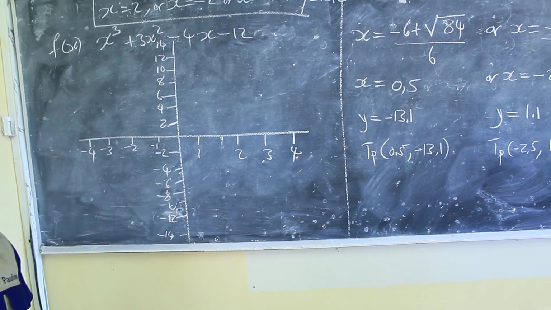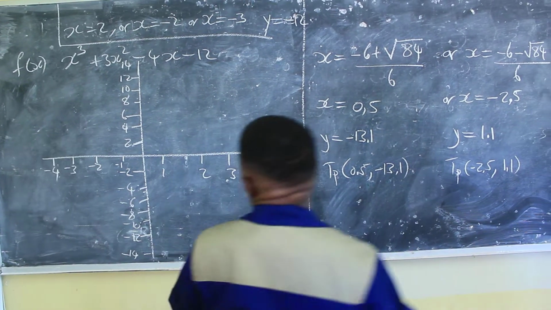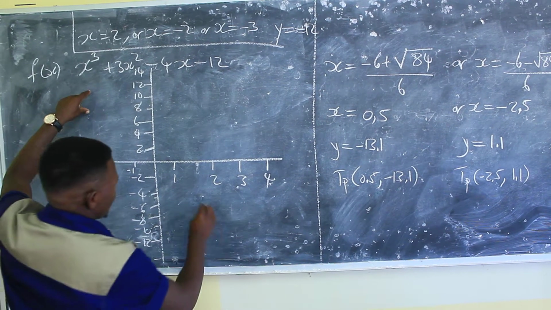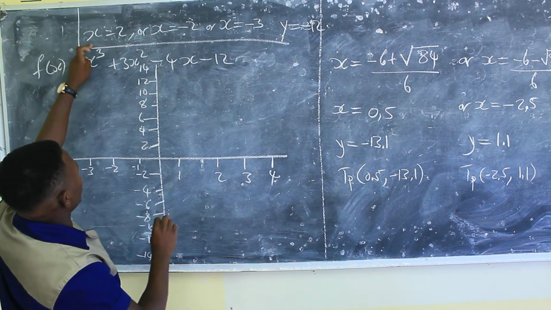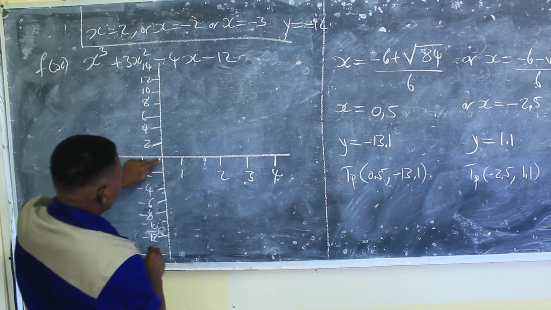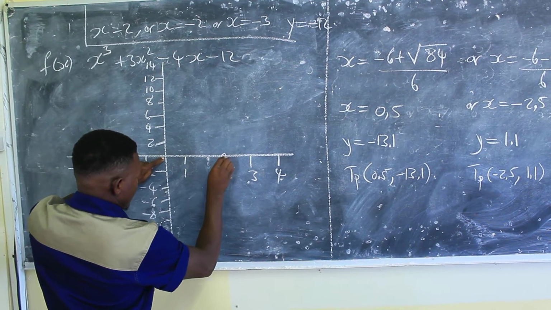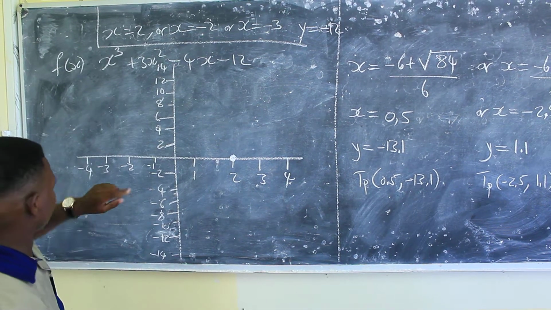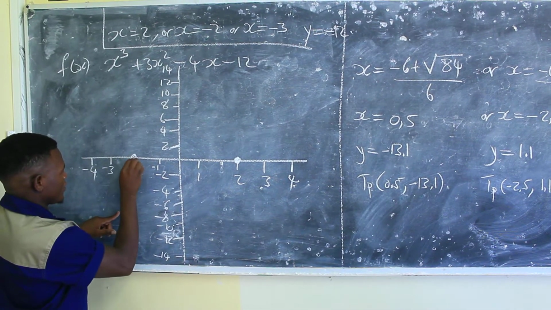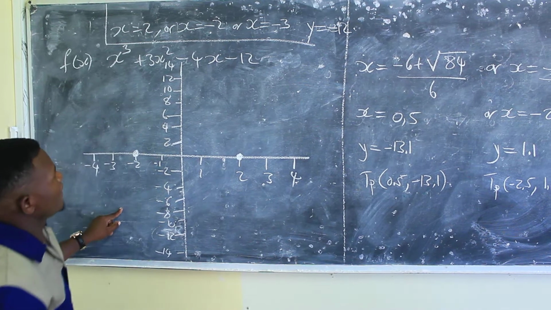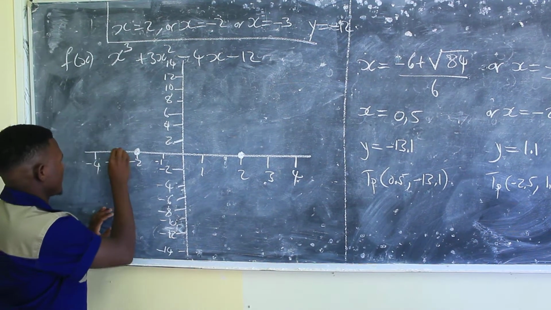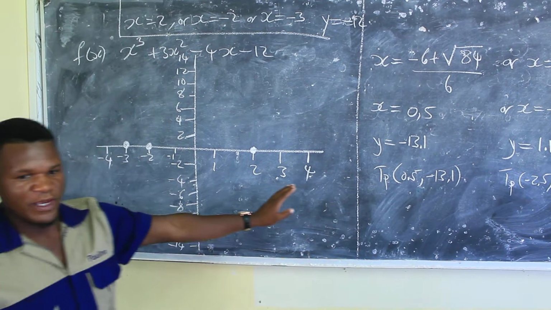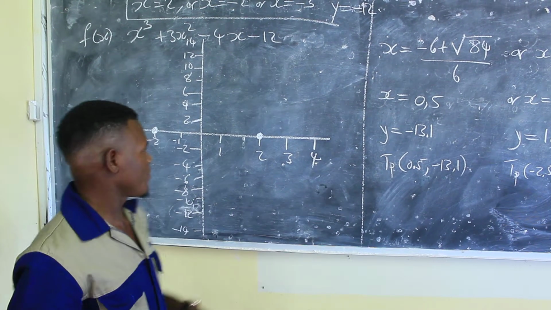Let's plot now. Let us plot. The first x is positive 2. So that means when x is 2, y is 0. So it's there. The other one is negative 2 here. The other one is negative 3. It's there. Those are the values of x when y is 0.